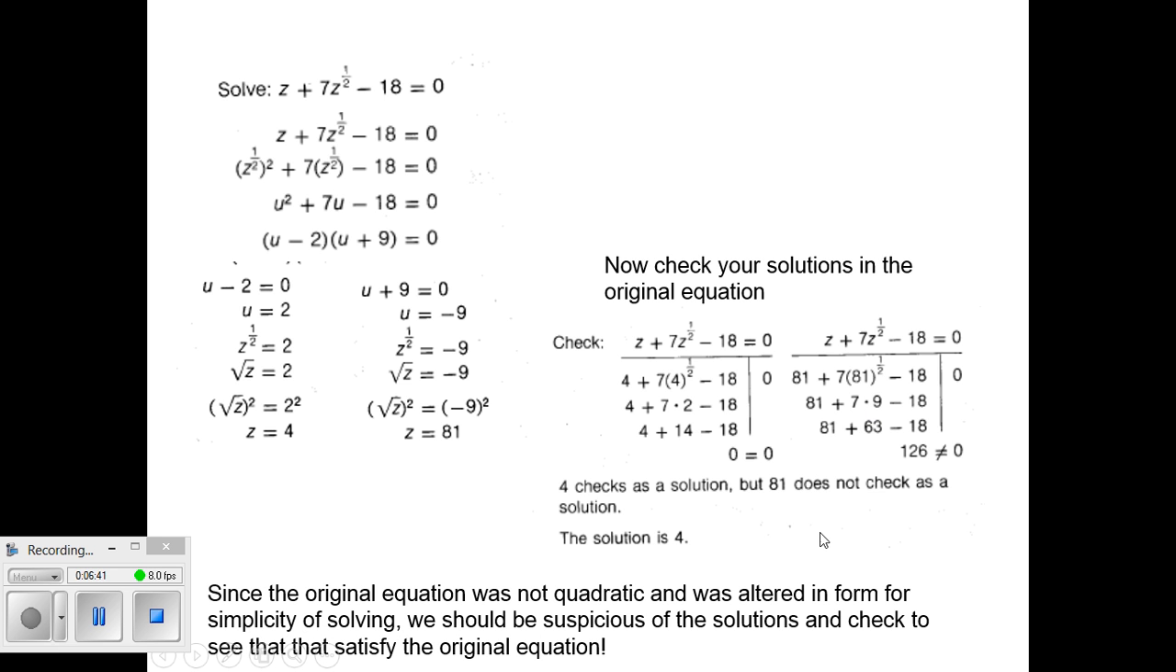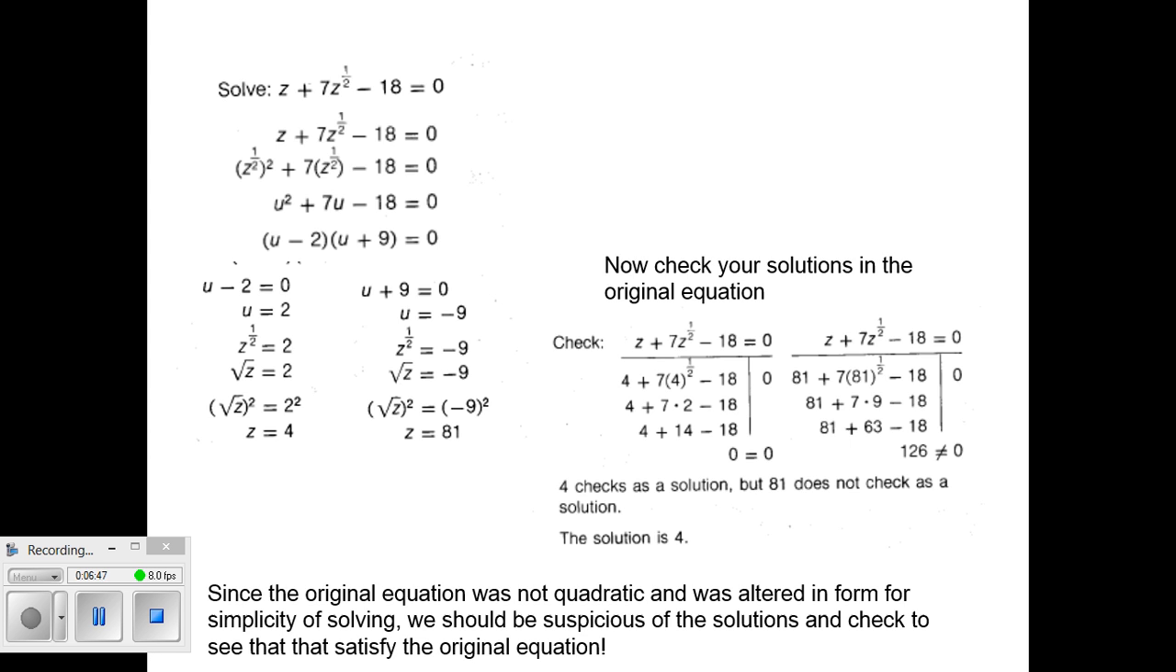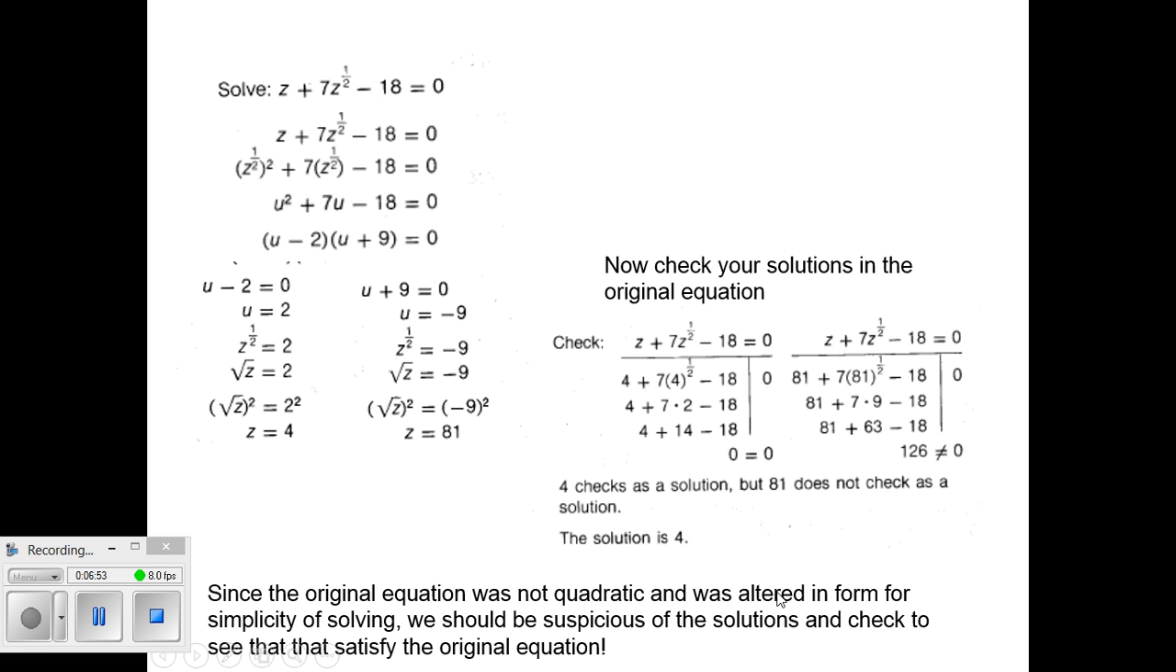Okay, so since the original equation was not quadratic and was altered in form for simplicity of solving, we should be suspicious of the solutions and check to see which one will satisfy and which one will have to be discarded. So in this instance, we had to discard the 81.